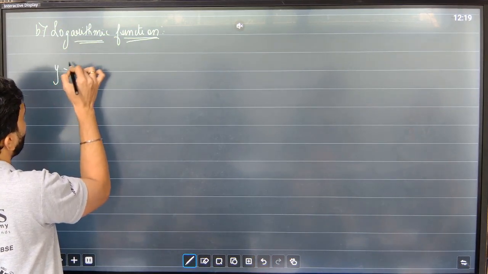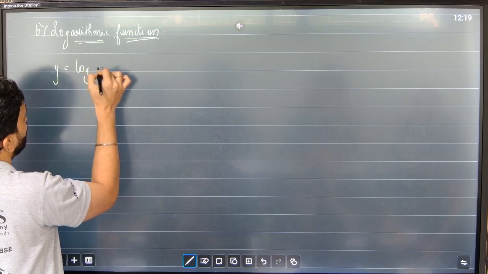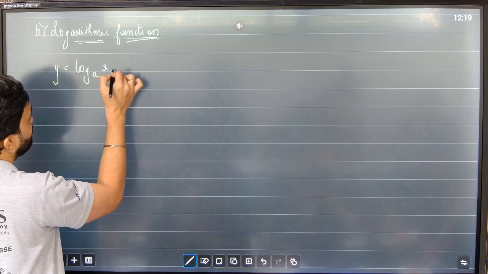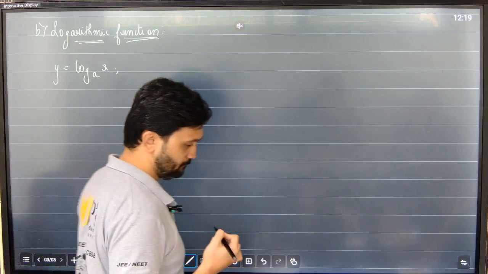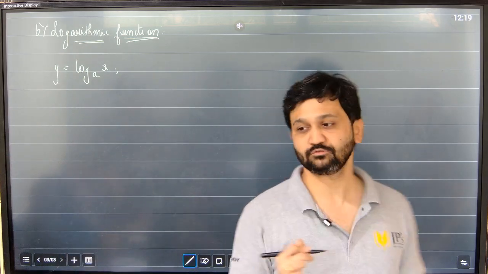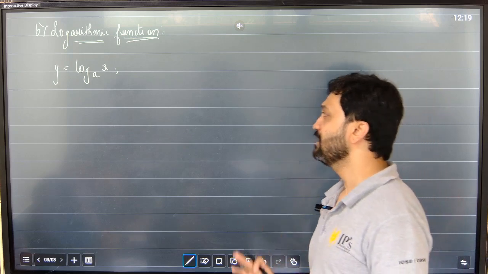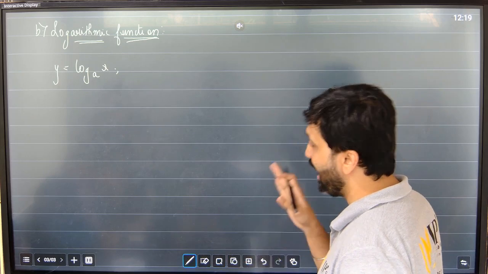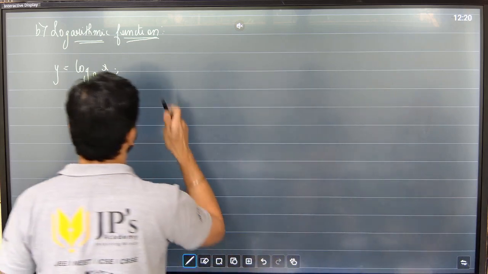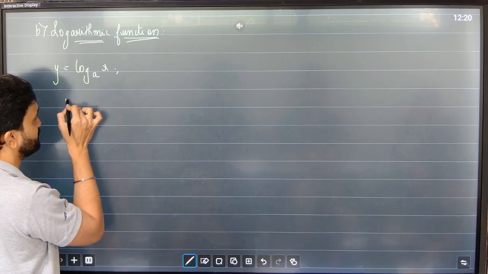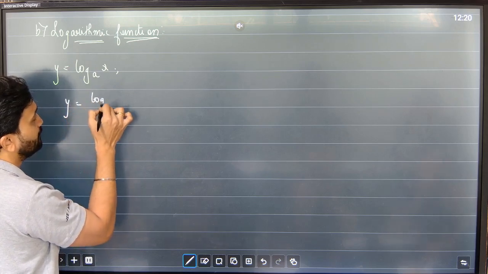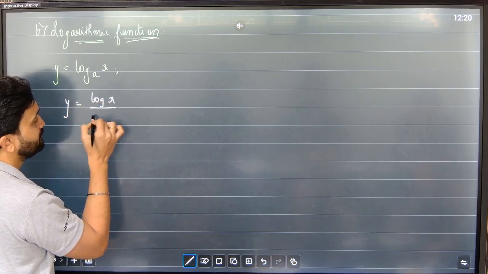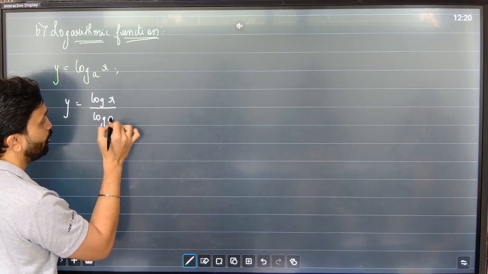I'll write y is equal to log x to the base a. Y is equal to log x to the base a. Okay, here I know, see, y is equal to log x to the base a is like this, guys. ये फॉर्मूला है. log x to the base a is log x upon log a.